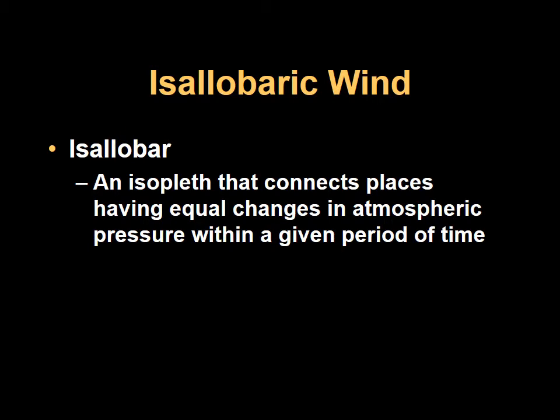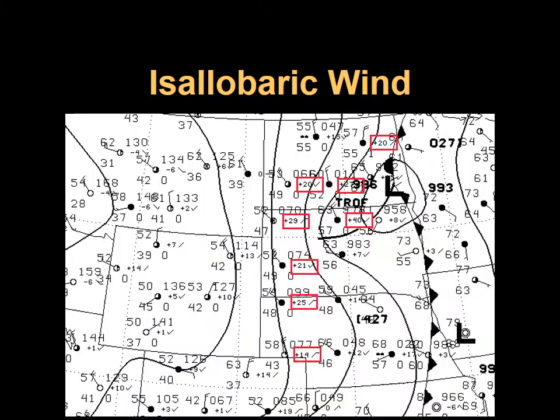So what exactly is an isallobar? It's an isopleth. It's a line of constant something. In this case, it's a line of constant pressure changes. By definition, it's an isopleth that connects places having equal changes in atmospheric pressure within a given period of time. So at a given location, pressure changes, and if we can compare all those pressure changes, the pressure changes that are all the same, we're going to draw a line, an isopleth, that connects those.